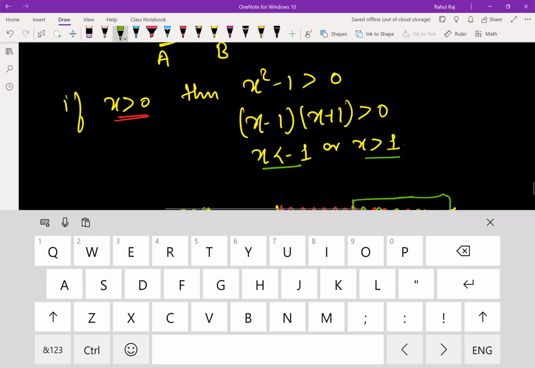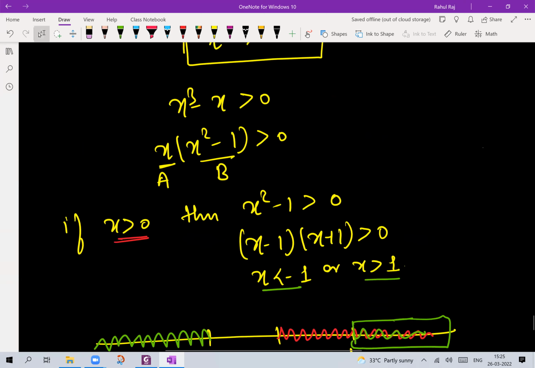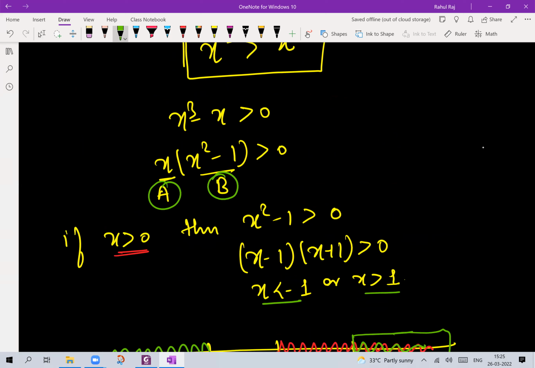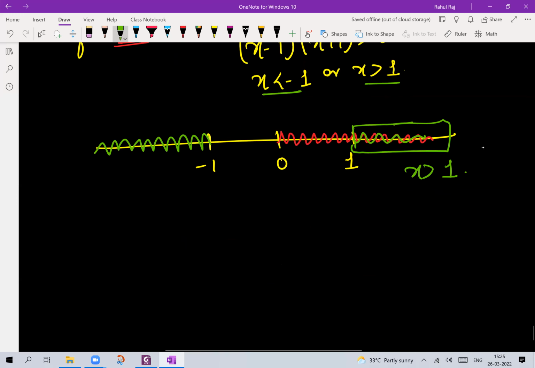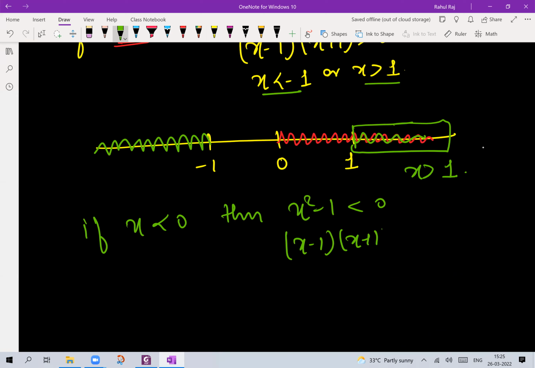Now the second situation is what? The first situation was when a is greater than 0, b is greater than 0. Now the second situation will be when a is less than 0, b is less than 0. That is, if x is less than 0, x square minus 1 will be less than 0. x square minus 1 less than 0 means what? x minus 1 into x plus 1 less than 0. And this doesn't mean anything but x lies between -1 and 1. Agreed?